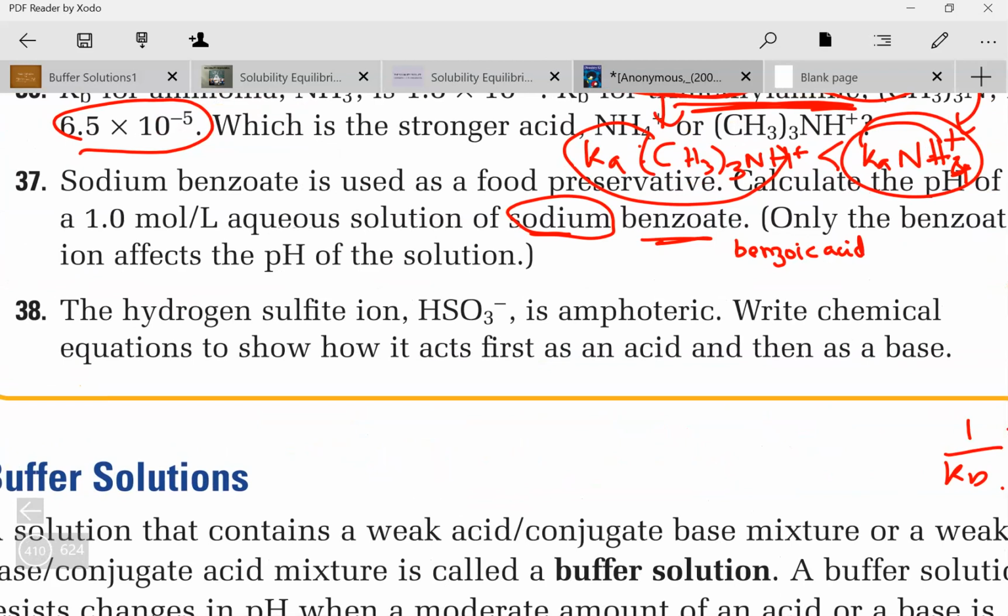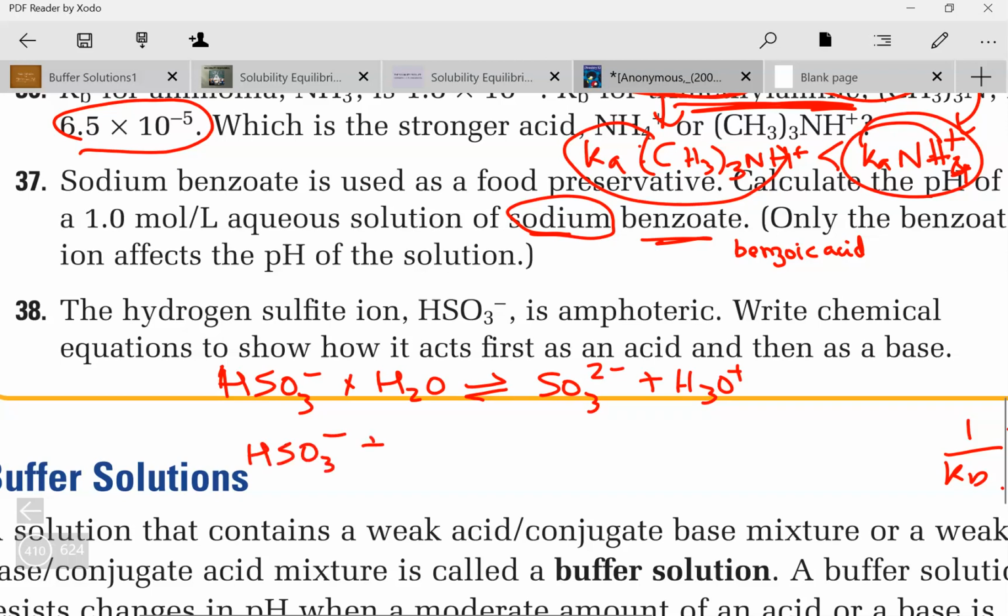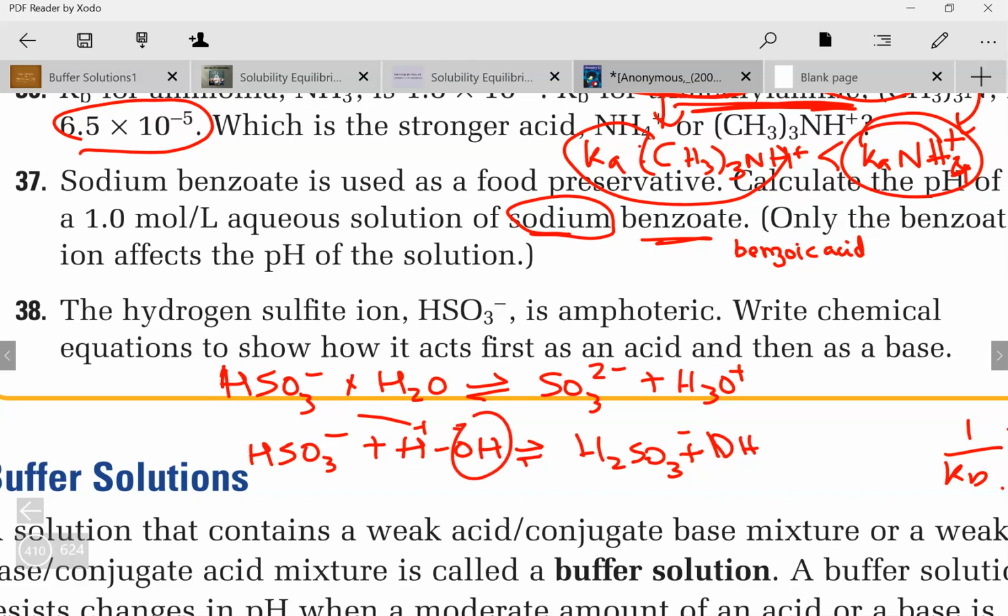Chemical equations to show how it acts as an acid and a base. So HSO3 minus plus water. Let's do it acting as an acid first. It's going to get rid of that H, which leaves me with SO3 2 minus plus H3O plus. Next, let's do it acting as a base, where it is going to accept a proton from water, giving H2SO3 plus OH minus. There we go. The OH minus stays in lieu of the water. So that was our homework for this.